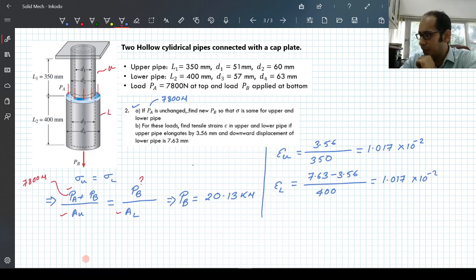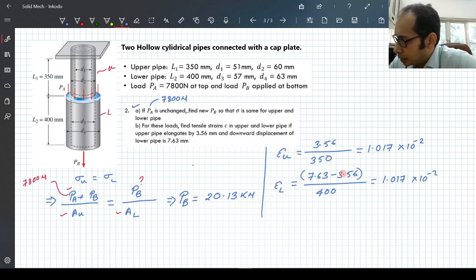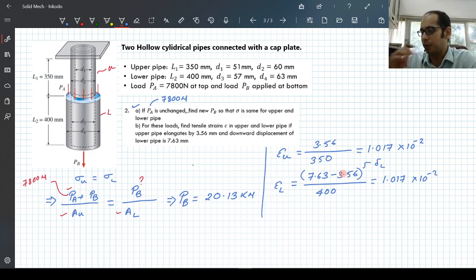I hope the second part of the problem was clear. Remember, what you calculated here is actually the delta of the lower pipe. So this completes our particular problem. We have solved question number 1 and question number 2. Both questions had 2 parts, part A and part B.